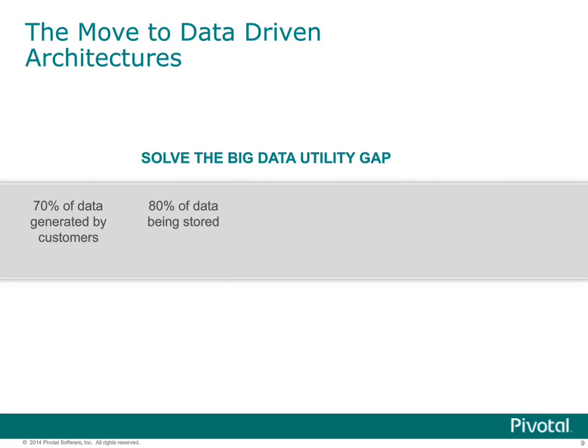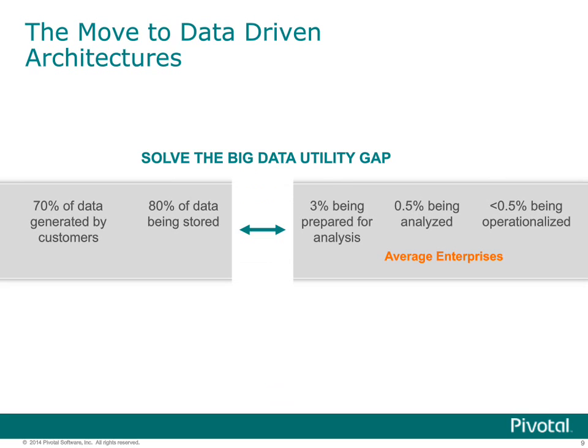These are just some example numbers on the screen here, of 70 and 80%. If you think of that, we generate a lot of data, but we leave some of it on the floor from the start. And then 80% of that data is being stored. From that perspective, it gets even worse, because when it comes to analyzing that data, we're going after a very small percentage of it.